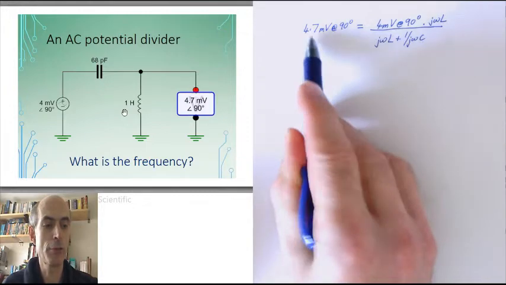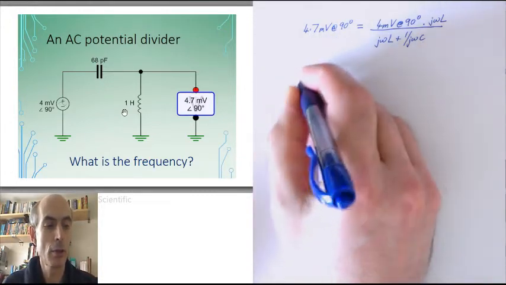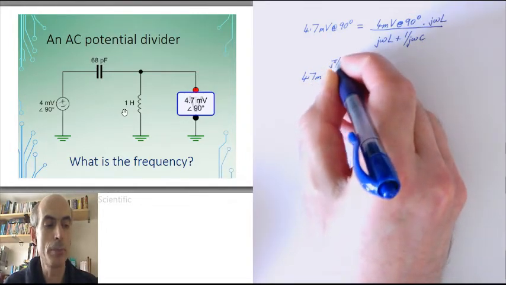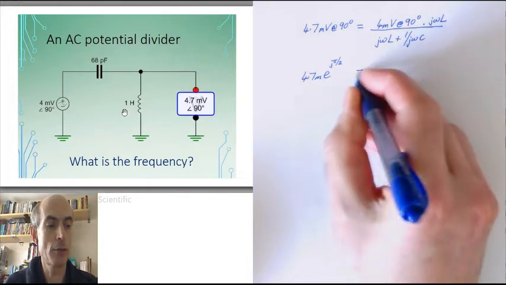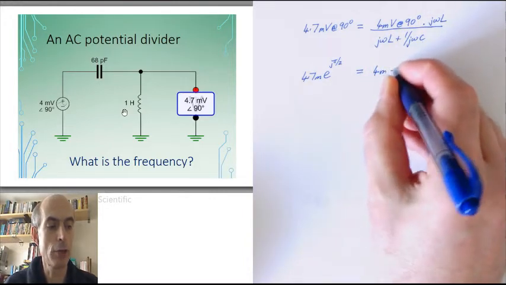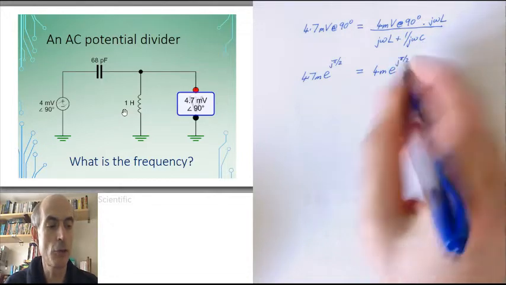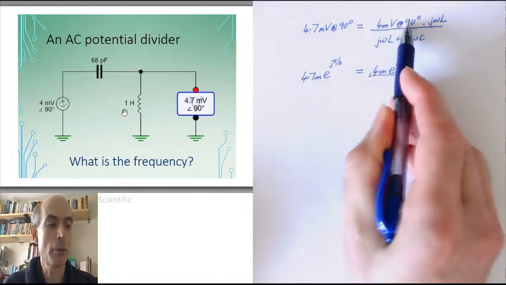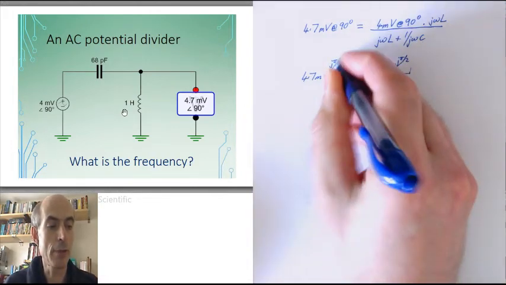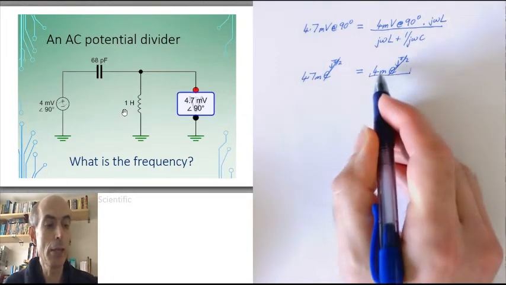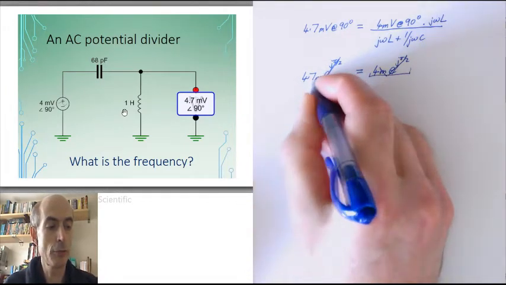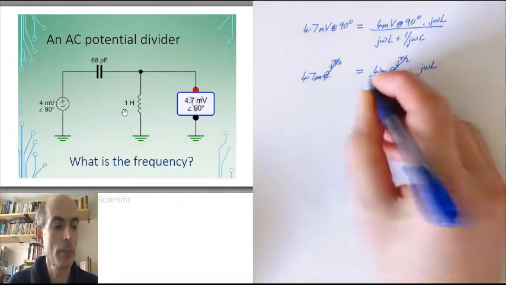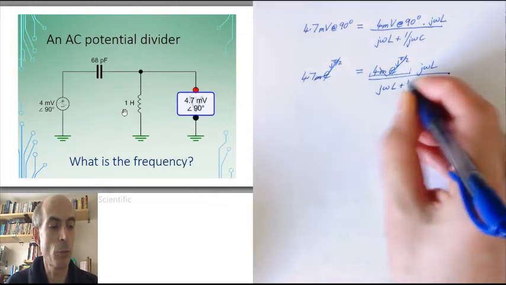Because 4.7 millivolts at 90 degrees could be written 4.7 millivolts times e to the power of j pi over 2. And this 4 millivolts at 90 degrees could be written 4 milli times e to the power of j pi over 2. That is the polar representation of this complex number. So these two just cancel out. The millis cancel out as well. Could just write 4.7 on this side equals 4 times j omega L over j omega L plus 1 over j omega C.